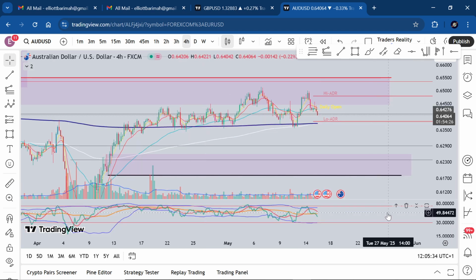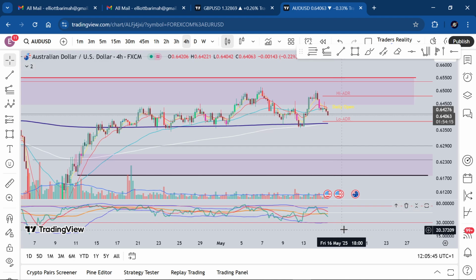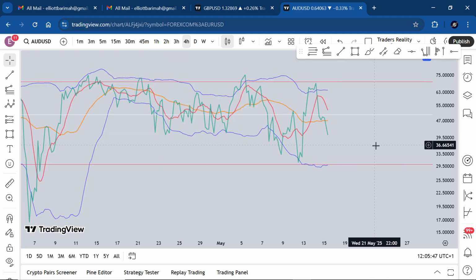Just check the TDI. We've gone and closed below the market baseline, that's the orange line, the white line, which is the 50 static, the signal line, everything on this. If you know about the TDI, you know. Everything on the TDI says expect price to go lower.